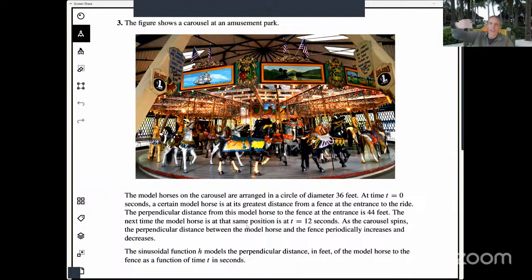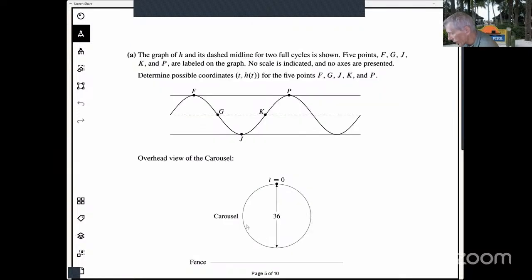The next time that model horse is in that same position is at t equal 12 seconds. So the carousel spins around, and what we're going to do is measure the perpendicular distance from that outside horse to this fence. So this sinusoidal function h models this perpendicular distance in feet as a function of time t in seconds. Wow. All right.